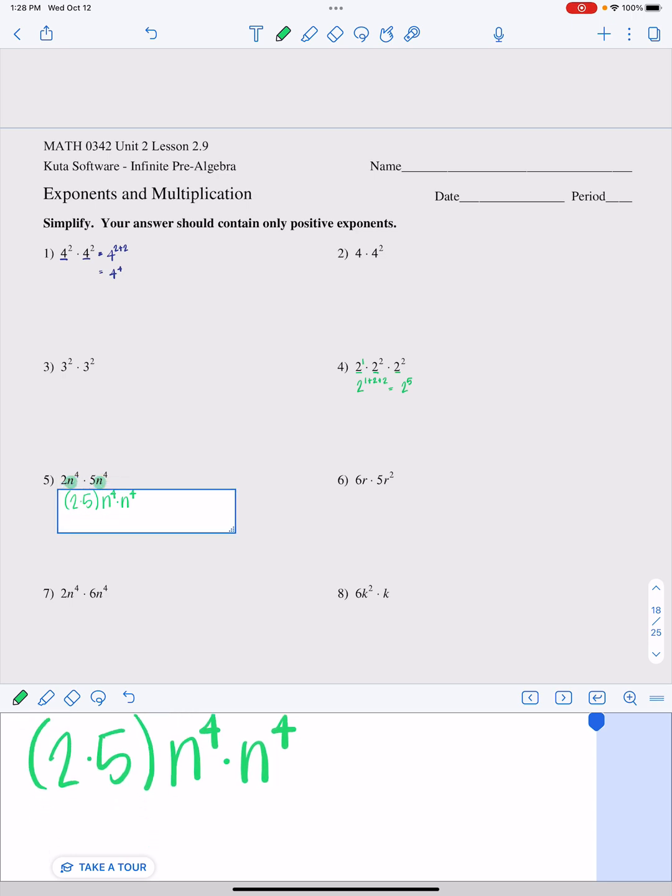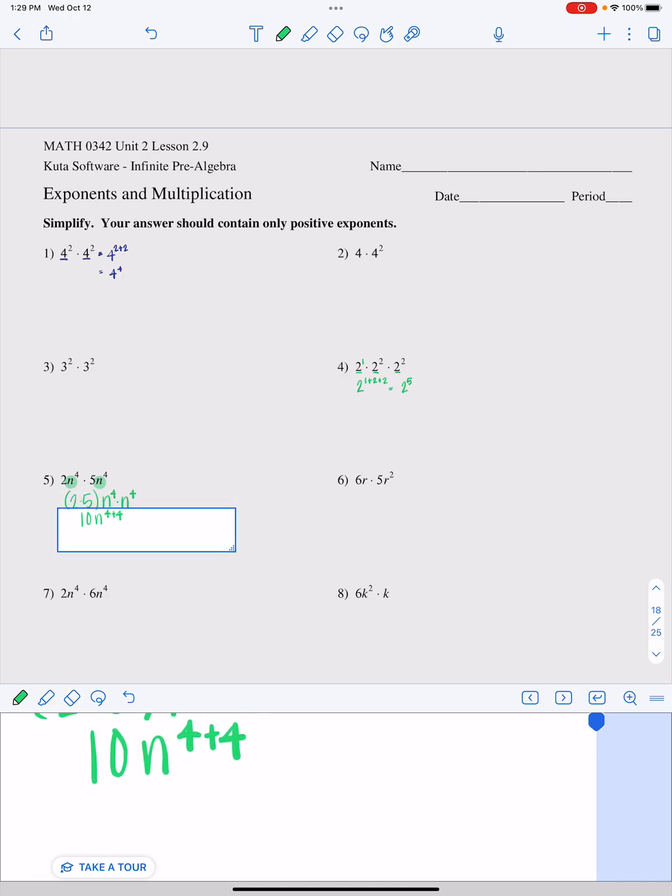Well, I know 2 times 5 is 10. And I have n to the 4 plus 4. Be super careful right here. A lot of people would put 10n to the 16th because they multiplied the 5 and the 2, so they kind of want to multiply the 4 and the 4. Don't do that. You add the exponents when you multiply like bases.